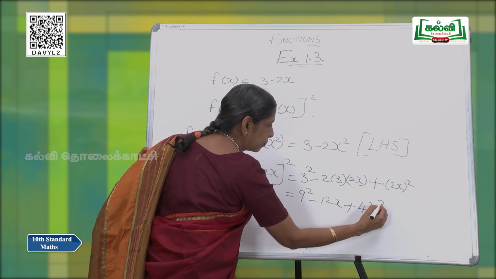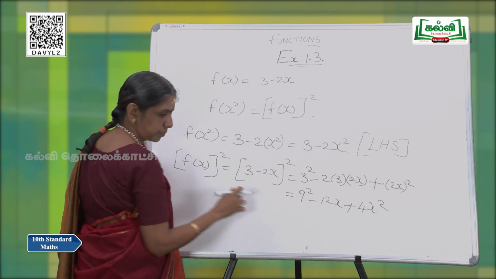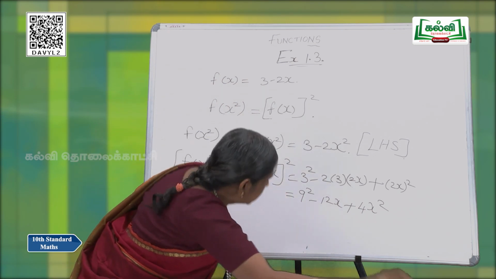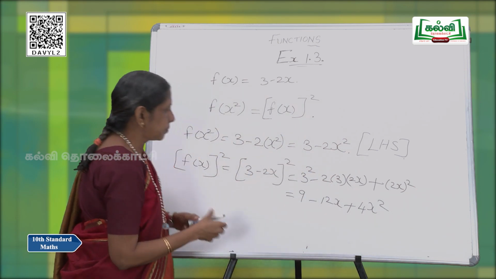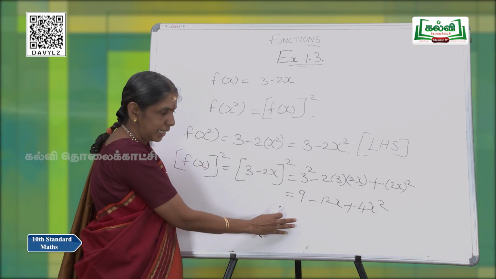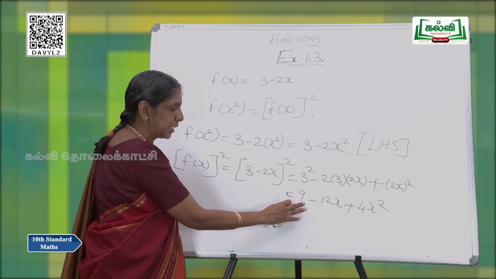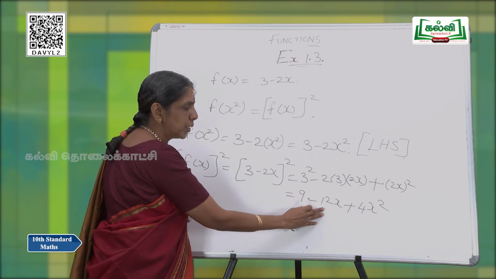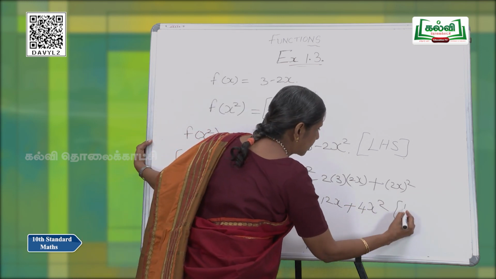4x squared. Now, if you have like terms, you can simplify, but you do not have any like terms here, all are independent terms, unlike terms. It is not 9 squared, it is 9, 3 squared is 9. So, 9 minus 12x plus 4x squared. This is the right hand side value you are getting.